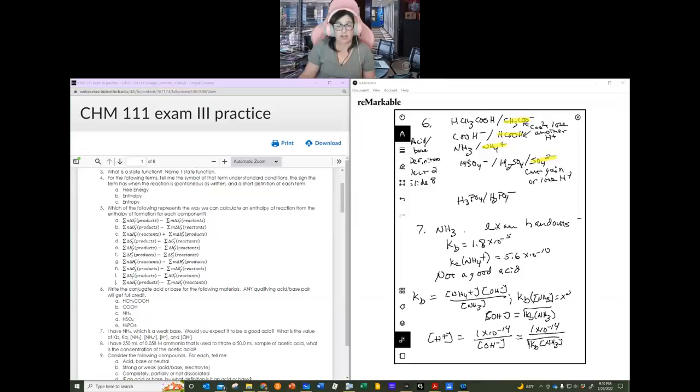But I also know that HSO4 minus can pick up a proton, act as a base, and then it becomes H2SO4. So that guy right there. And so it can act in either way, and therefore we can take either one of these answers. Doesn't matter which.